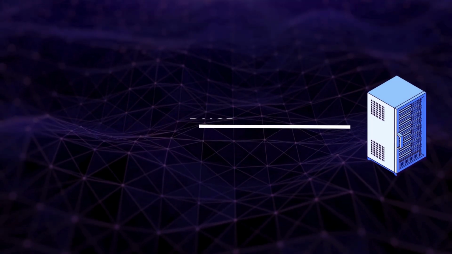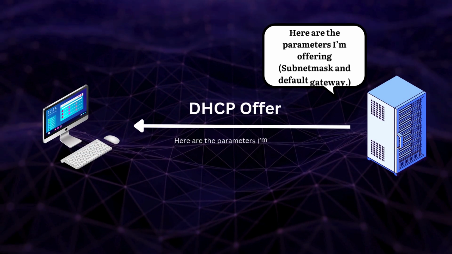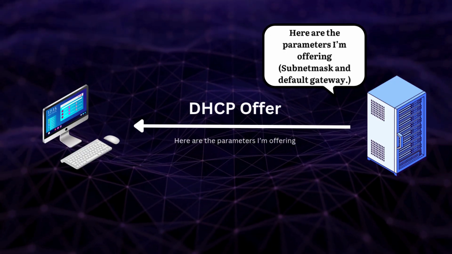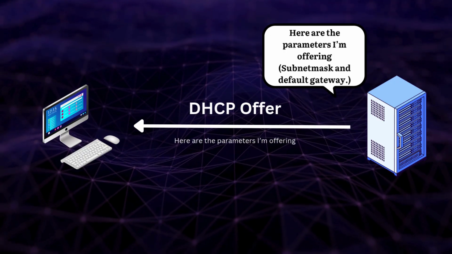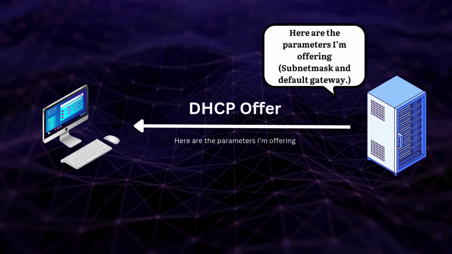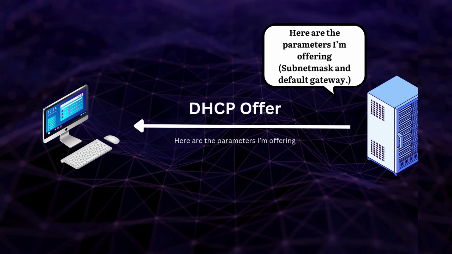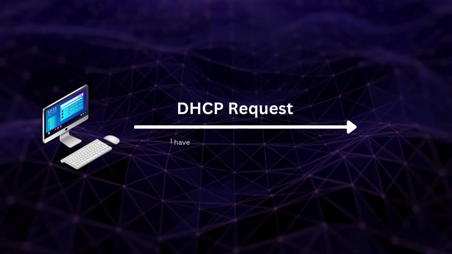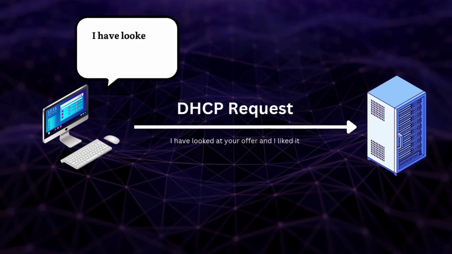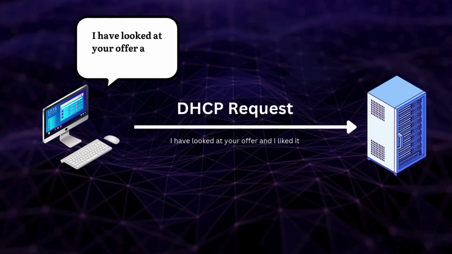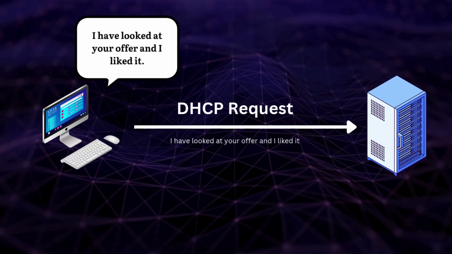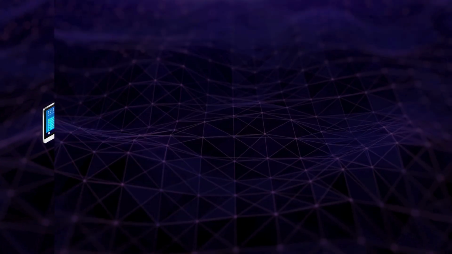O stands for Offer. The DHCP server hears the broadcast and replies with a DHCP Offer, proposing an IP address from its pool, along with details like the subnet mask and default gateway. R stands for Request. The client receives the offer and broadcasts a DHCP Request, confirming it wants to accept the offered IP address and related settings.